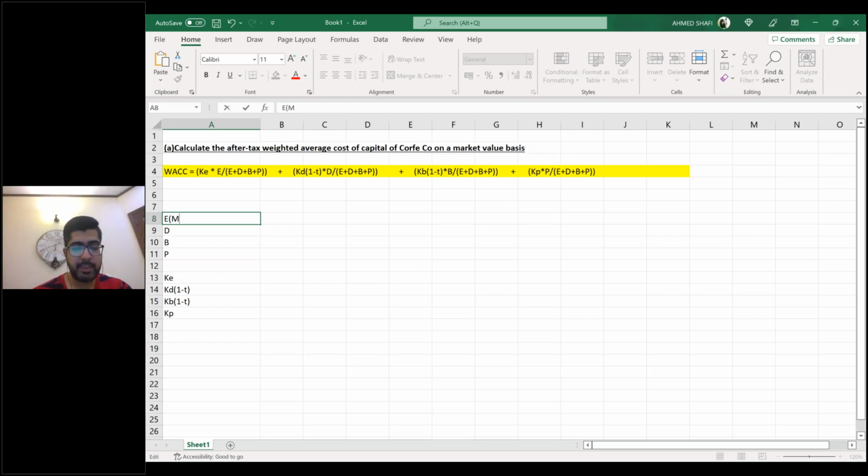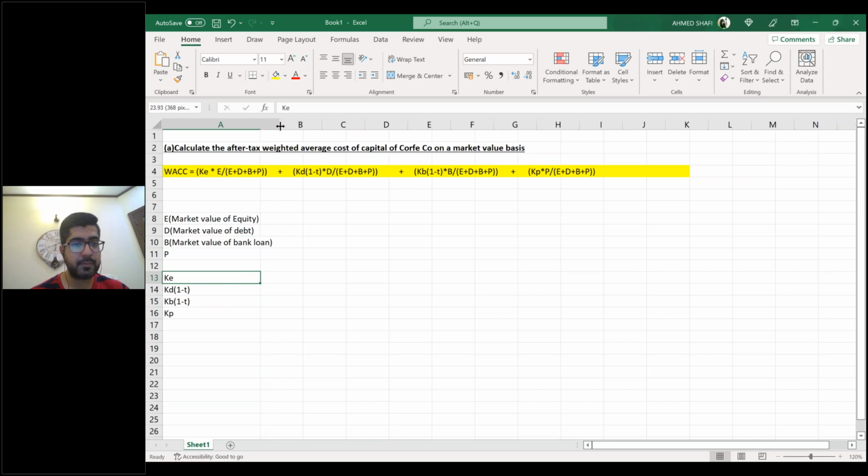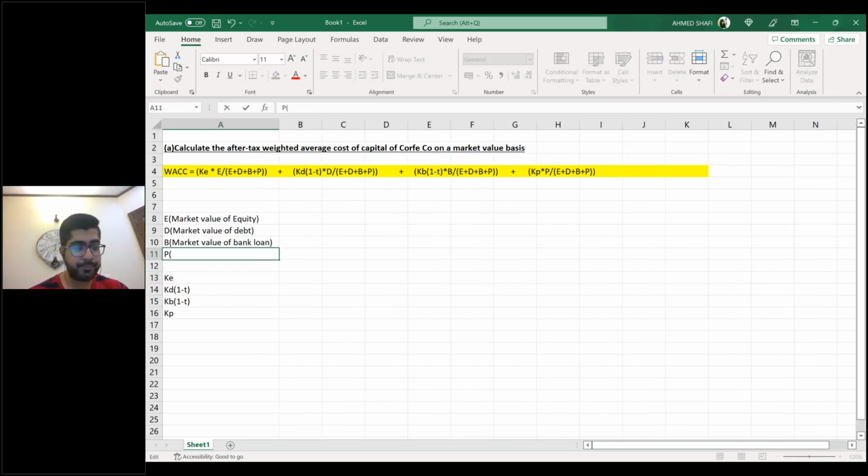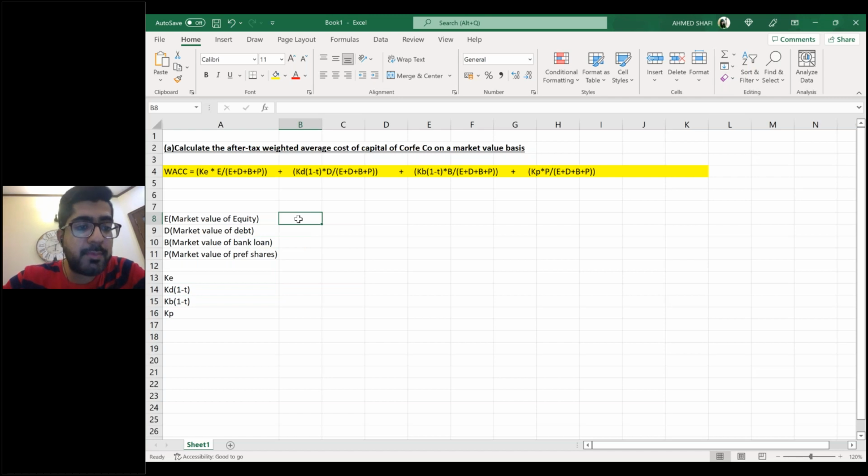Remember what I told you about E. E is the market value of equity. What did I tell you about D? It's the market value of debt. What did I tell you about B? It's the market value of bank loan. And what did I tell you about P? It's the market value of preference shares. So let's find these 4 things. Now, how do you get the market value of equity?